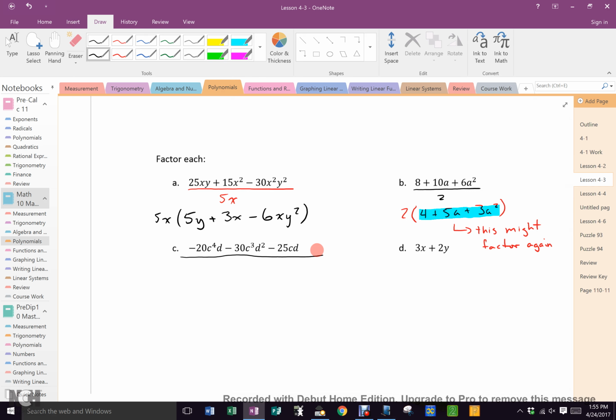Okay. What's the number? That's an easy one. What's the letters? Why is it only C and D? I can see that there's 4 C's there, because the last guy only has 1. Now, what goes on the outside? The GCF, and what goes in the middle? The answers.